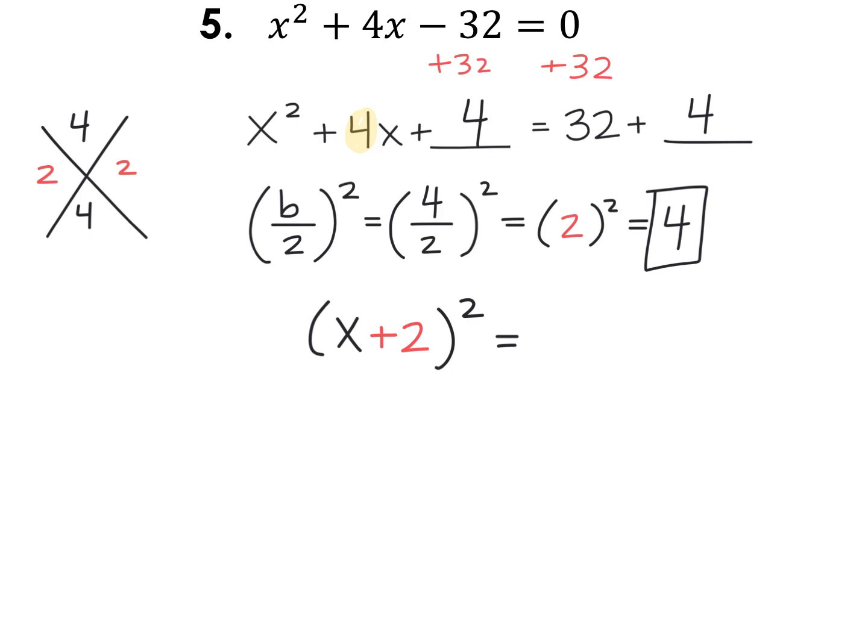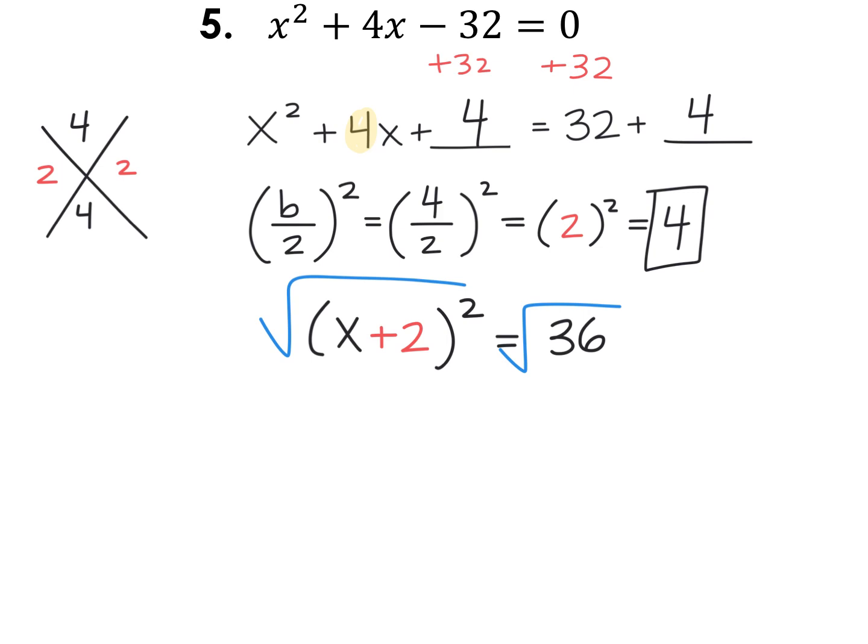36. So on the right side, you have it equal to 36. Okay, now this is the easy part, because now you know what to do. Or at least you should. How do you undo squared? Square root. That's the whole point of this. You want to get it so you can solve it by square roots.